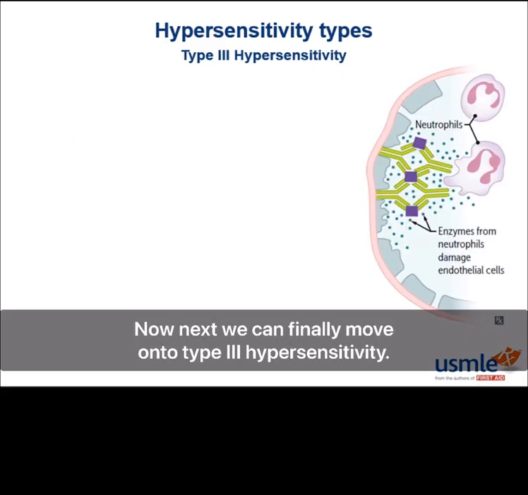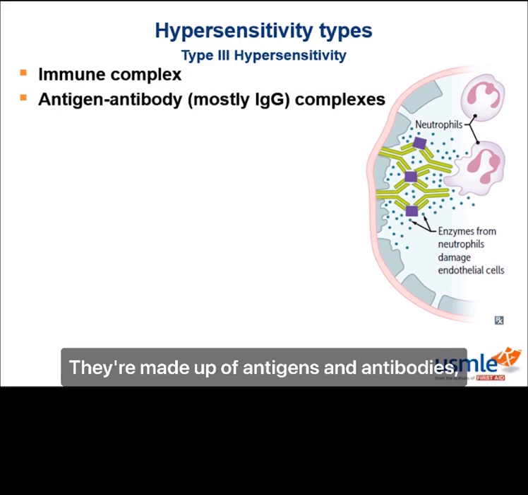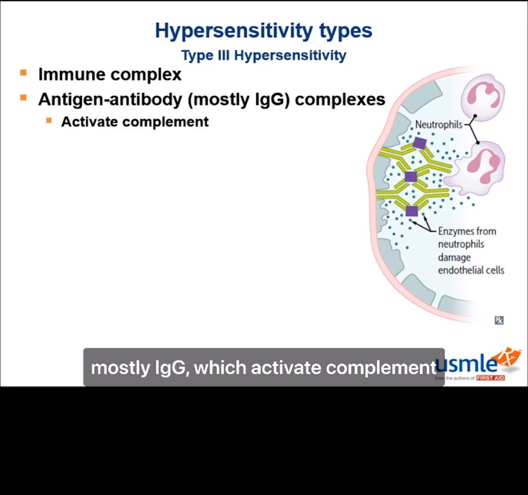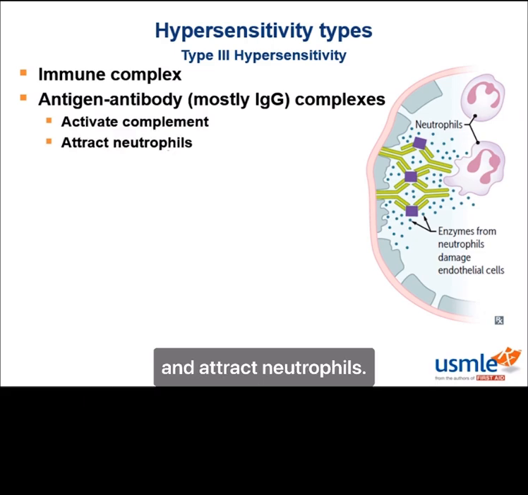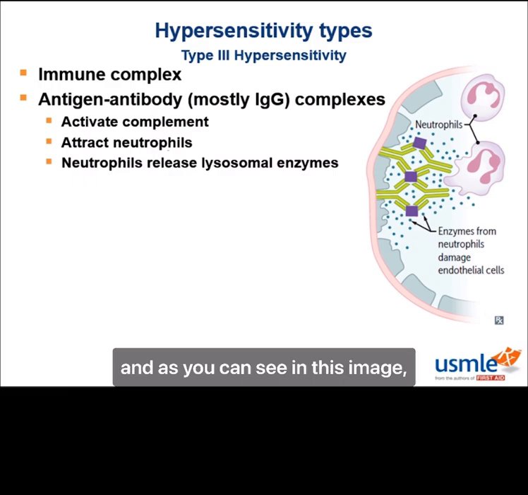Now, next we can finally move on to type 3 hypersensitivity. Type 3 hypersensitivity involves immune complexes. They're made up of antigens and antibodies, mostly IgG, which activate complement and attract neutrophils. The neutrophils release lysosomal enzymes, and as you can see in this image, they can damage endothelial cells.